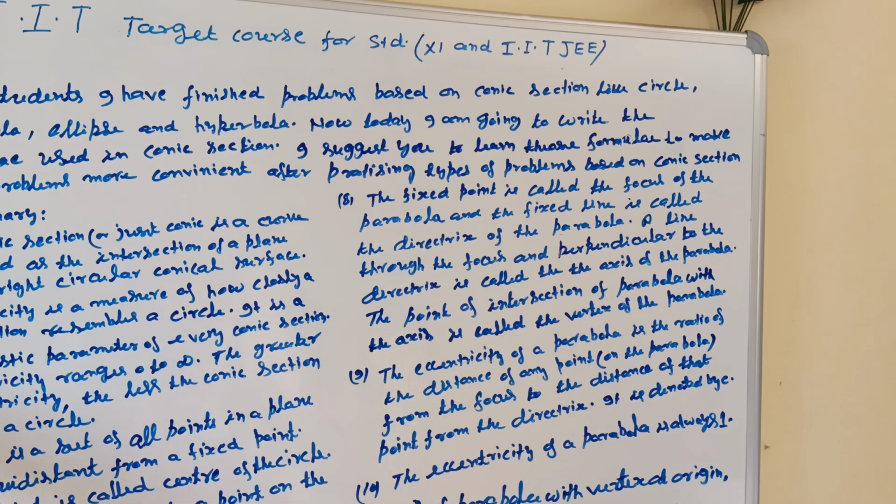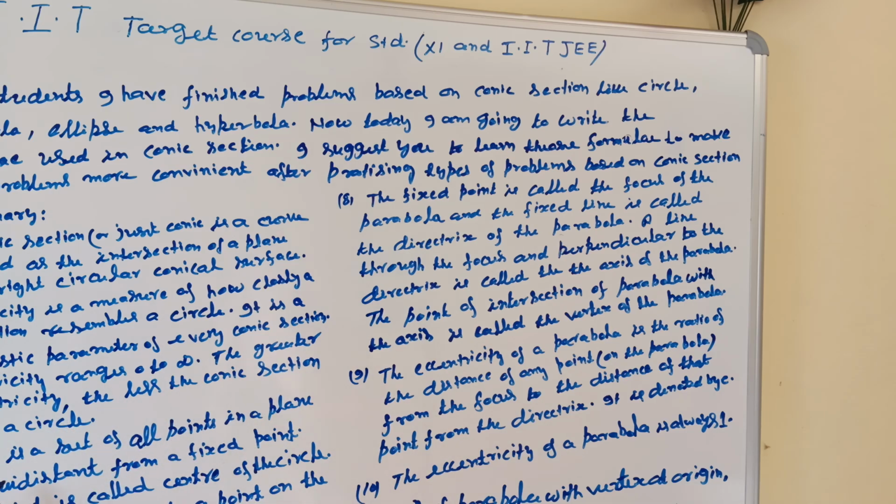It is a characteristic parameter of every conic section. First, the eccentricity ranges from 0 to infinity. The greater the eccentricity, the less the conic section resembles a circle.